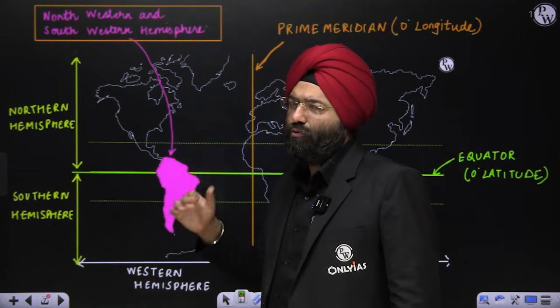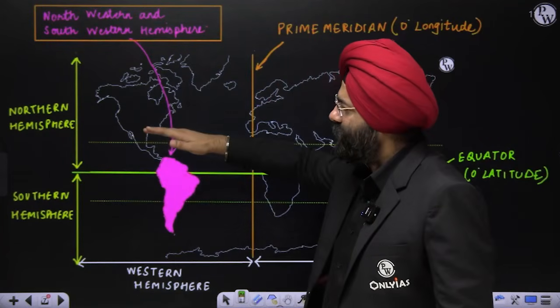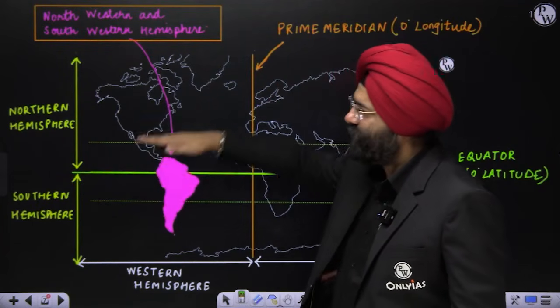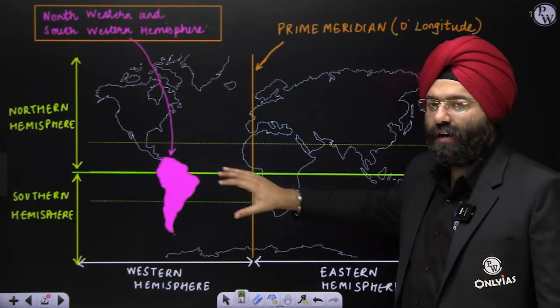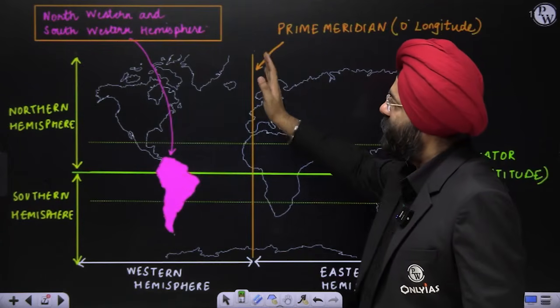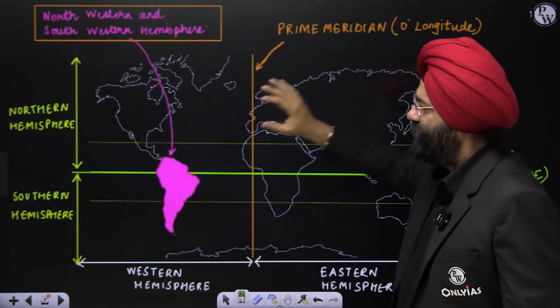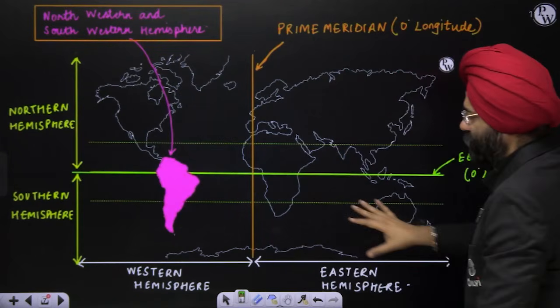Please remember that I told you in the previous lectures also in a similar pattern. All those countries and land masses which are lying above the equator are a part of the northern hemisphere. Those below that are a part of the southern hemisphere. All those parts or land masses on the western part of the prime meridian are referred to as a part of the western hemisphere. Those on the eastern part are referred to as a part of the eastern hemisphere.